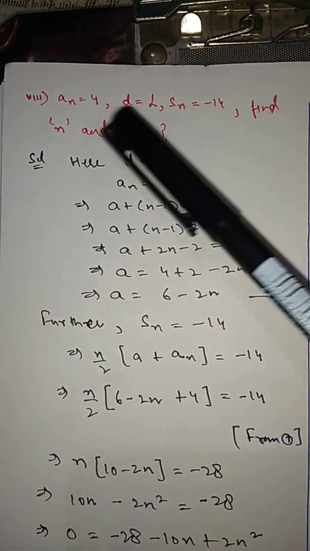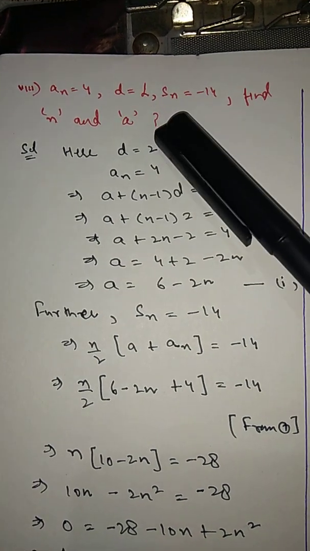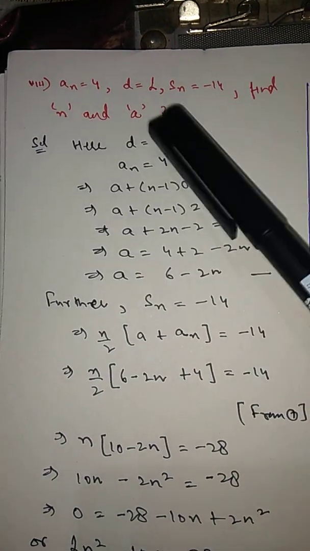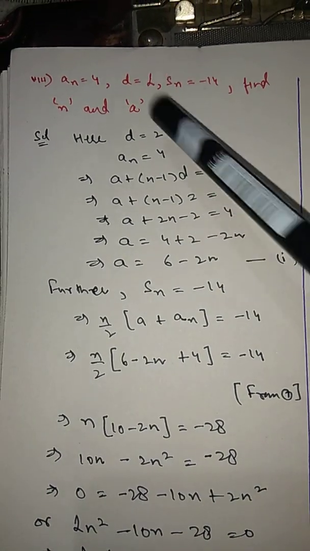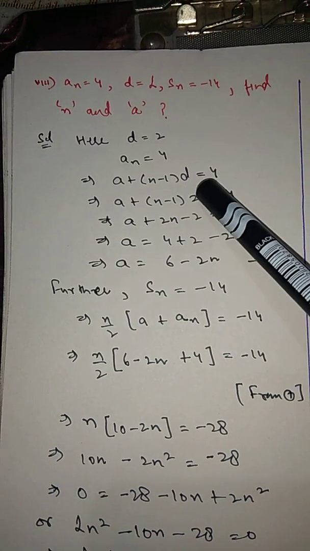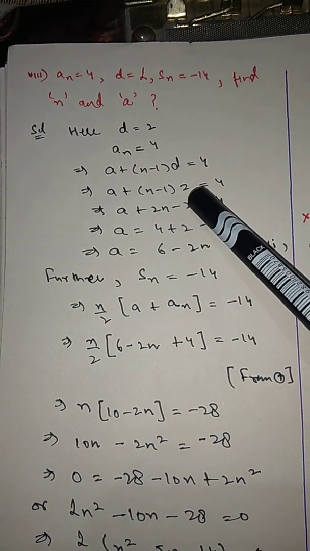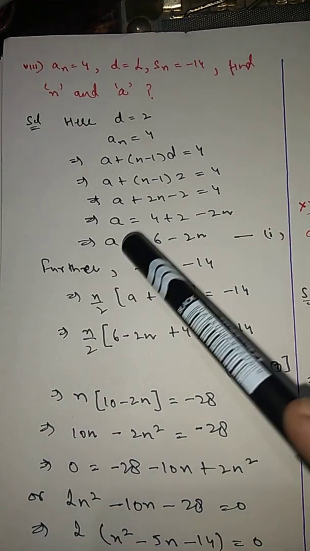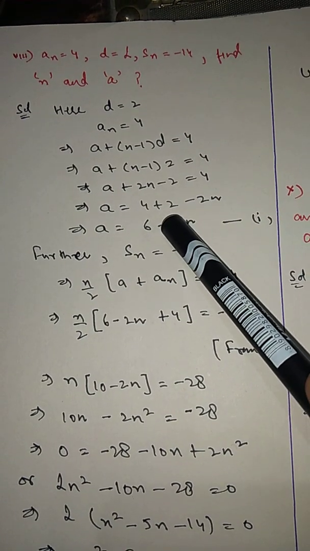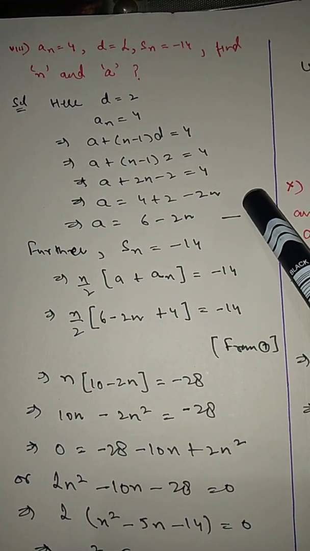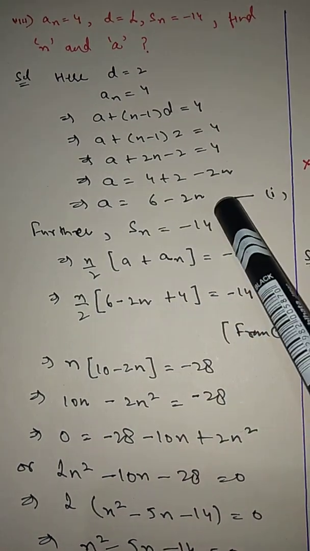So now after part number 6, let's move to the next two parts which we have taken for you, part number 8, where we are given an as 4, d as 2, Sn as minus 14. We have to find the value of n and a. So d we are given here as 2, an we are given here as 4, a plus n minus 1 into d. When we use the value of d as 2, we get a plus 2n minus 2 is equal to 4. So a is equal to 4 minus 2 when transposed to the RHS, it becomes plus 2. In the same way, 2n when transposed to the RHS becomes minus 2n. So value of a is 6 minus 2n.